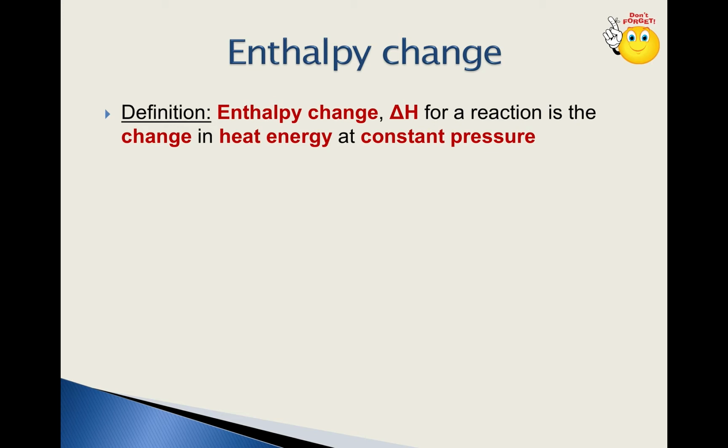So enthalpy change, delta H for a reaction, is the change in heat energy at constant pressure. So the definition of enthalpy change, which has the symbol delta, which is the triangle, H. So the enthalpy change for a reaction is the change in heat energy at constant pressure. And usually that definition is worth 1 mark in the exam. And although it doesn't come up frequently, it is one worth certainly remembering.